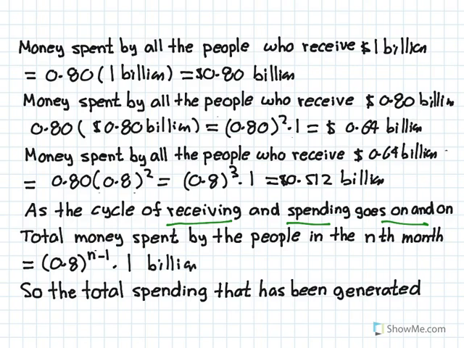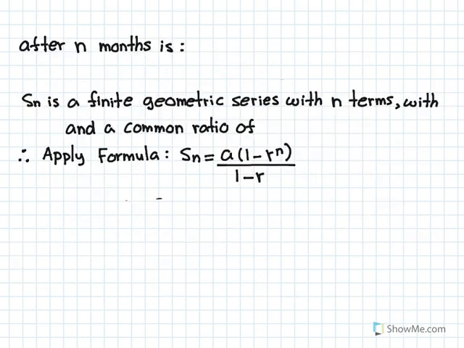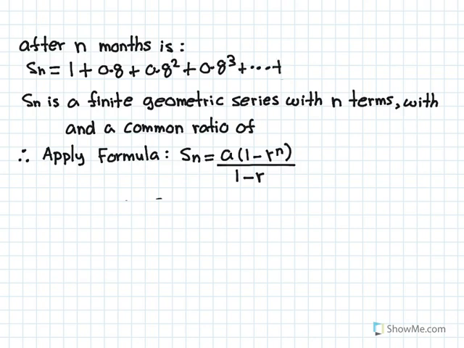So the total spending that has been generated after n months is going to be a geometric series. So we have Sn, the nth partial sum of a geometric series, is the 1 billion, that's the initial amount that the government spent, plus 80% of that, which is 0.80, plus 80% of 0.8, which is 0.8 squared, plus 80% of 0.8 squared, which is 0.8 cubed, and goes all the way up to the nth month, which is 0.8 to the power of n minus 1.